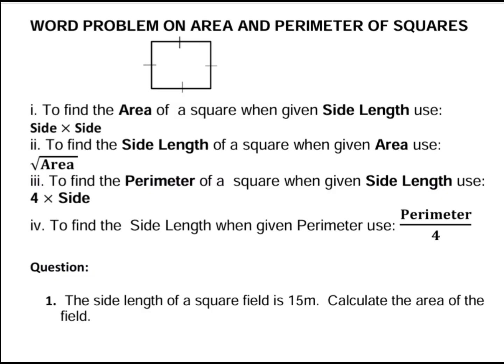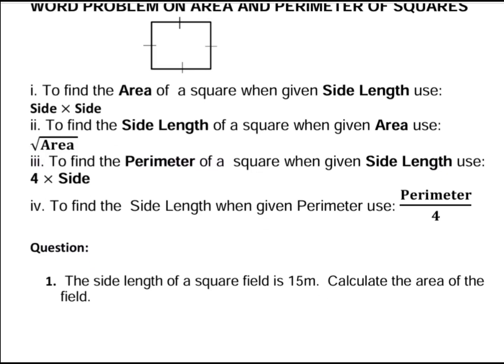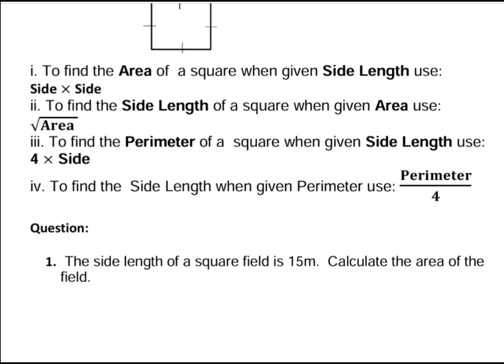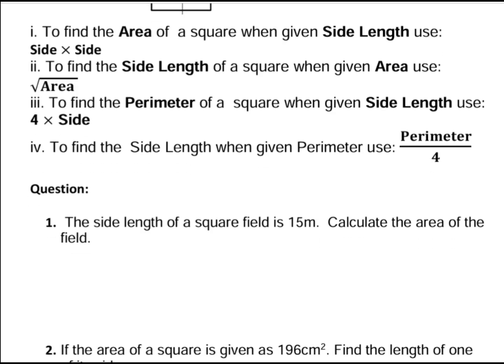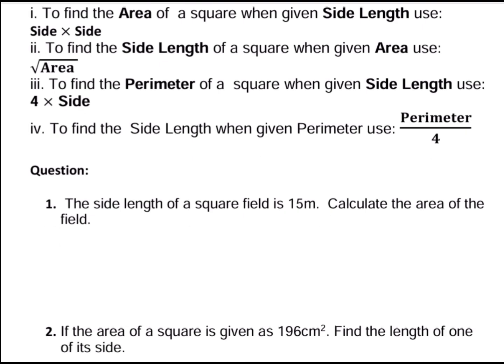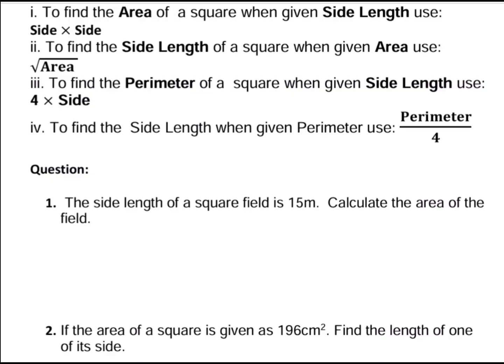Before that, let's look at the formulas we'll be using. To find the area of a square when given side length, use side times side. To find the side length of a square when given area, use square root of the area. To find the perimeter of a square when given side length, use 4 times side. And to find the side length when given perimeter, use perimeter divided by 4.